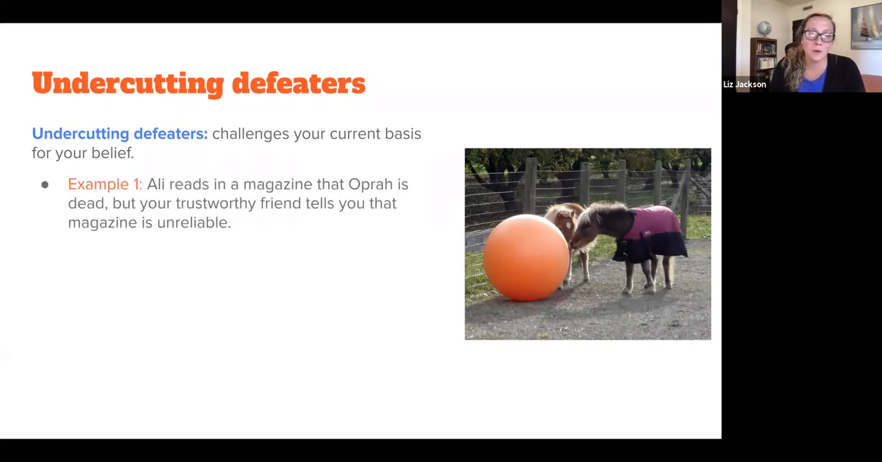Okay, so example one. Ollie reads in a magazine that Oprah's dead, but then Ollie's trustworthy friend says, that's an unreliable magazine. That magazine just reports things to make people read it, but they actually report falsehoods all the time. So then Ollie has a reason to distrust the magazine. And since the magazine is his basis for believing Oprah's dead, he then has a reason to give up the belief that Oprah's dead.